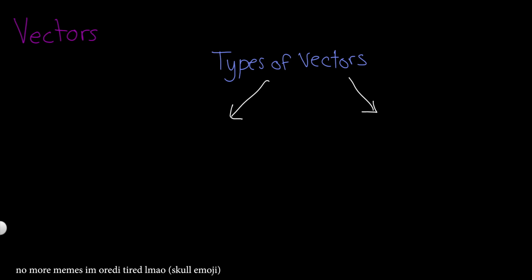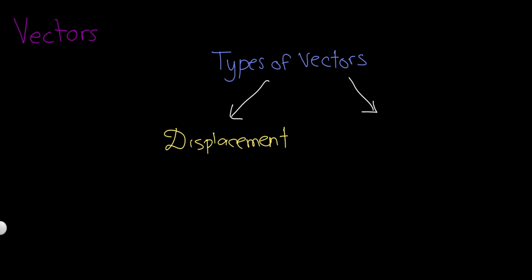There are two types of vectors, at least that I know. We have the displacement vector, and also the positional vector. Both are pretty similar, but totally different. So let's look at the displacement vectors. There are many vectors that fall under this category, and one of them is the zero vector.